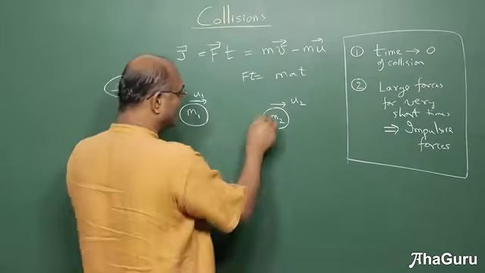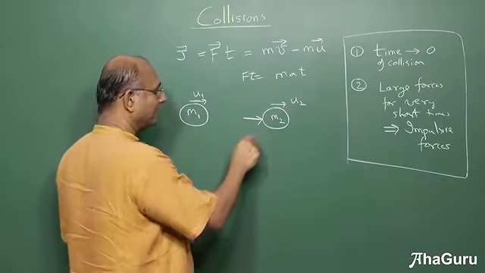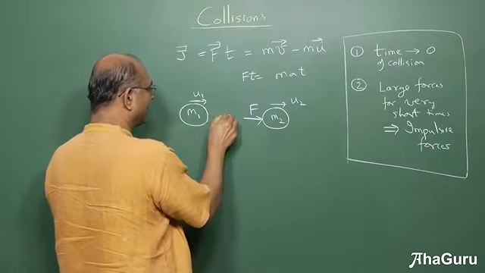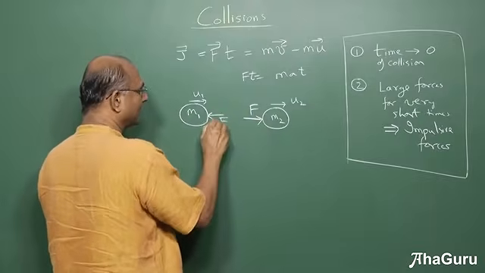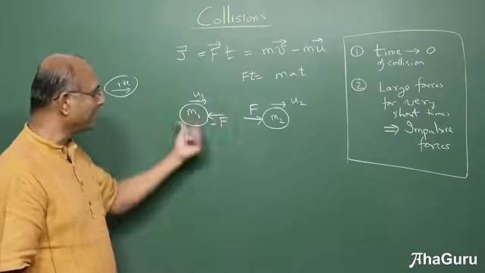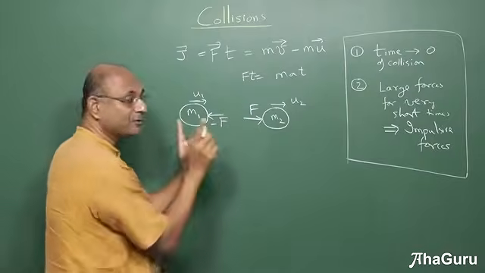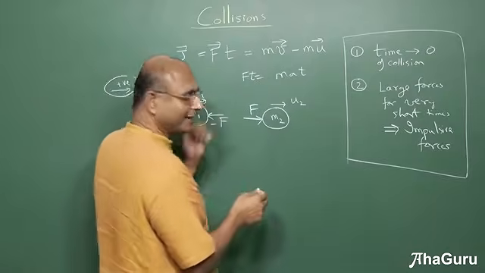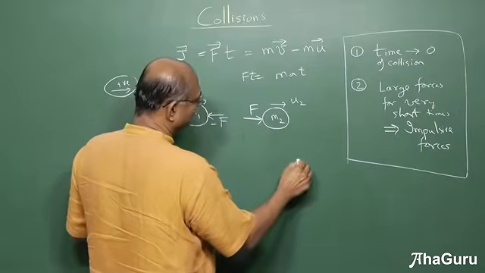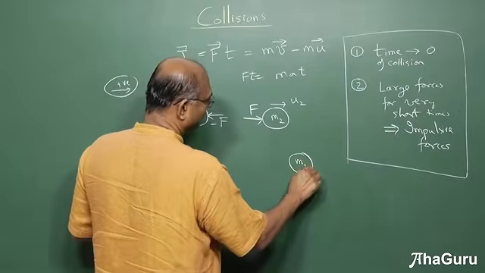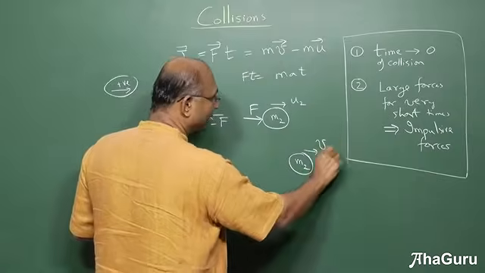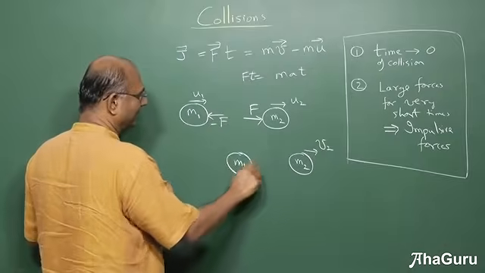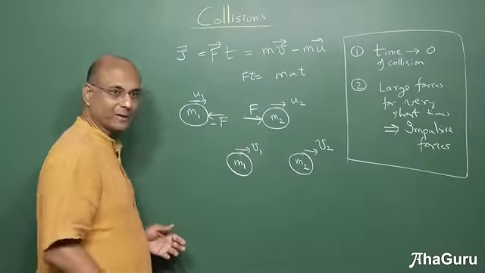Once it hits, at the time of hitting, m1 exerts a force F on m2. But then because this exerts a force F, Newton's third law says m2 exerts a force of minus F on m1. You know this. And they act for the same time, and that's very important. Now what is going to happen when they collide is that m2 has a velocity, let us say v2, and after collision m1 has a velocity v1.